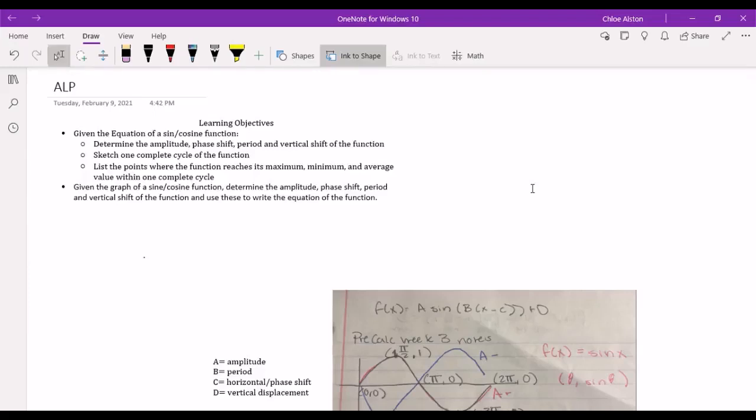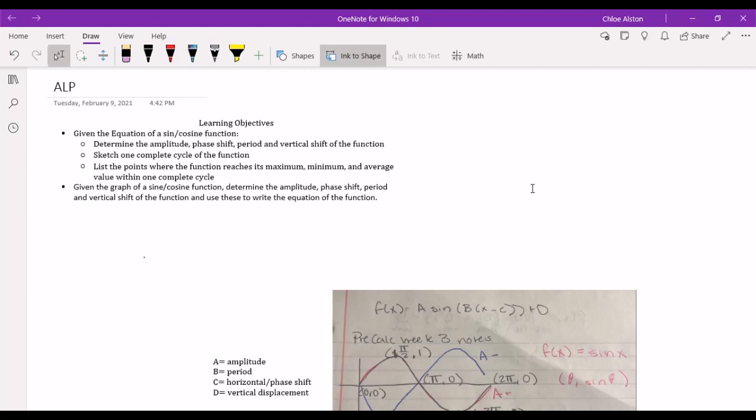Okay, hello. Today we're going to go over two learning objectives. The first one is, given the equation of a sine and cosine function, determine the amplitude, phase shift, period, and vertical shift of the function, as well as sketch one complete cycle, and list the points where the function reaches its maximum, minimum, and average value within one complete cycle.